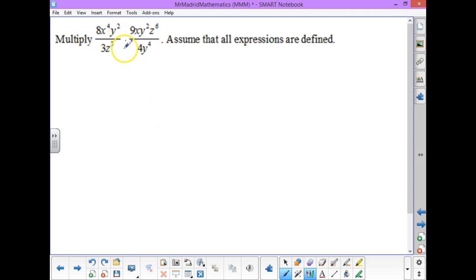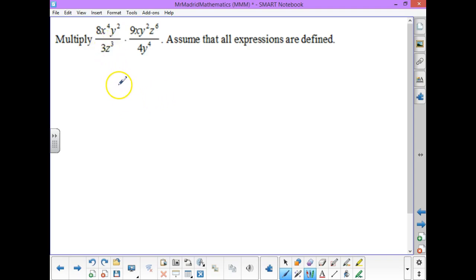I guess what that's communicating to us is that we can assume there are no issues with, let's say, dividing by 0, or the other no-no, a negative under the radical. So I really think they just want you to focus on the multiplication, so let's do so.